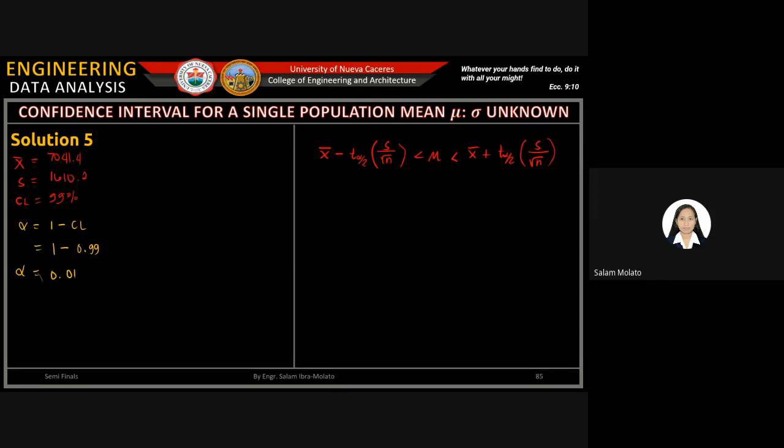Okay? So, it's either we will use alpha, pwede naman, di ba? Or alpha over 2. So, depende. So, this is for alpha. So, divide mo lang yan ng 2. Alpha over 2, therefore, ilan ba yan? 0.005. Tama? So that would be 5 times 10 raised to negative 3, or that's 0.005.